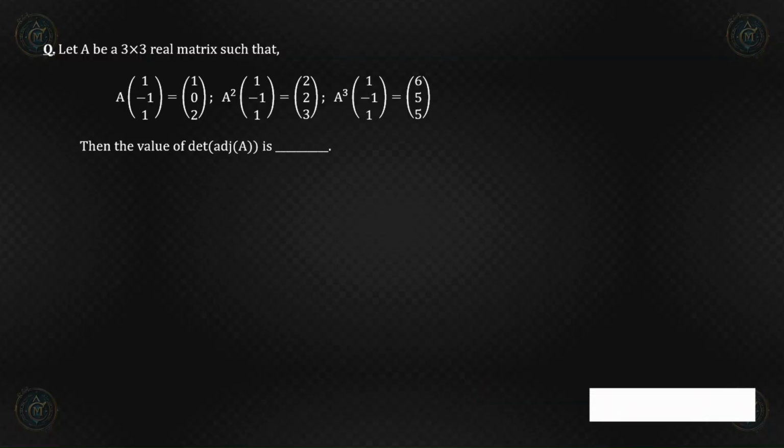In this video, we are going to discuss a problem from the chapter of matrices and determinants. So let's solve this question. Here it says, let A be a 3 by 3 real matrix such that A times this column matrix equals 1, 0, 2, this column matrix, right? A square times this column matrix is 2, 2, 3, this column matrix, right? And A cube times this is this column matrix. Then the value of determinant of adjoint A is equal to what?